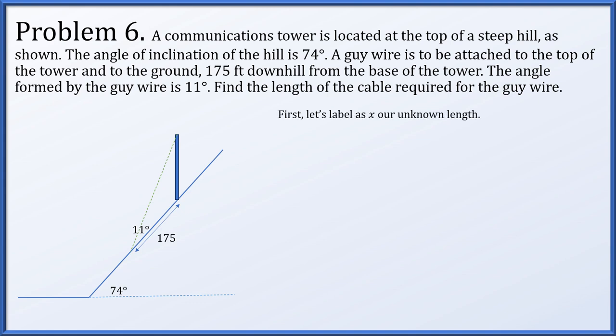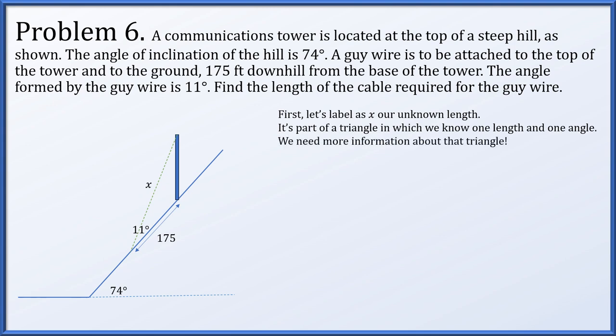So first, let's label x as our unknown length. This is what we are trying to solve for. Now, it's part of a triangle in which all we know is a single angle, 11 degrees, and a single length, 175 feet. We need more information in order to solve for that triangle. But there's only one other piece of information we were even given, this 74 degree angle. How can that be useful to us?